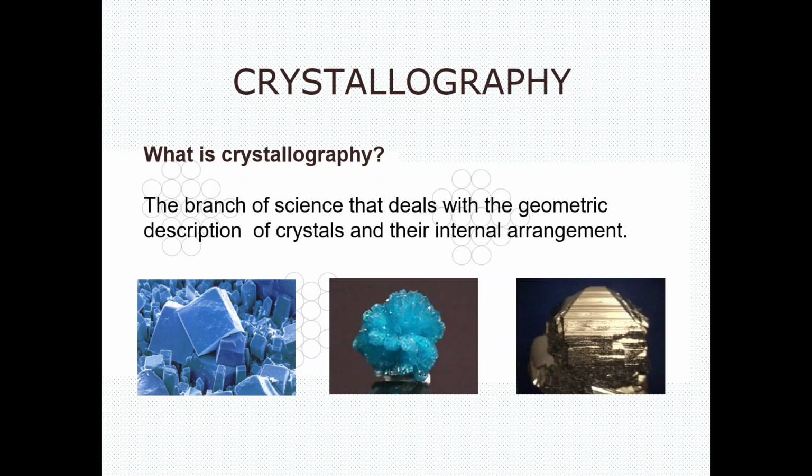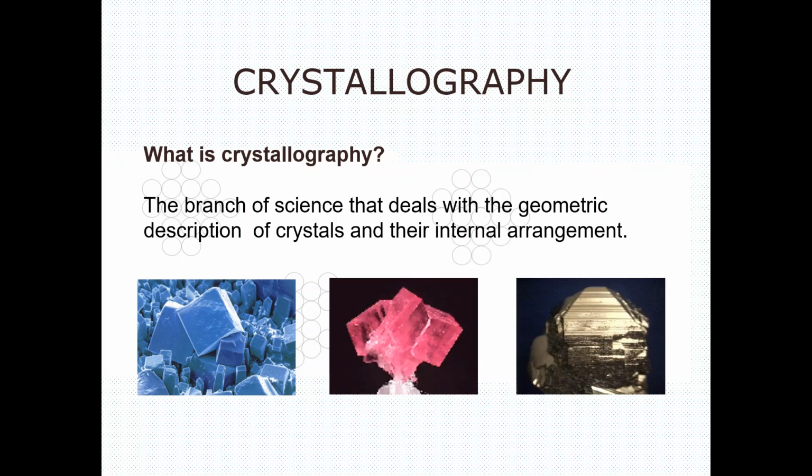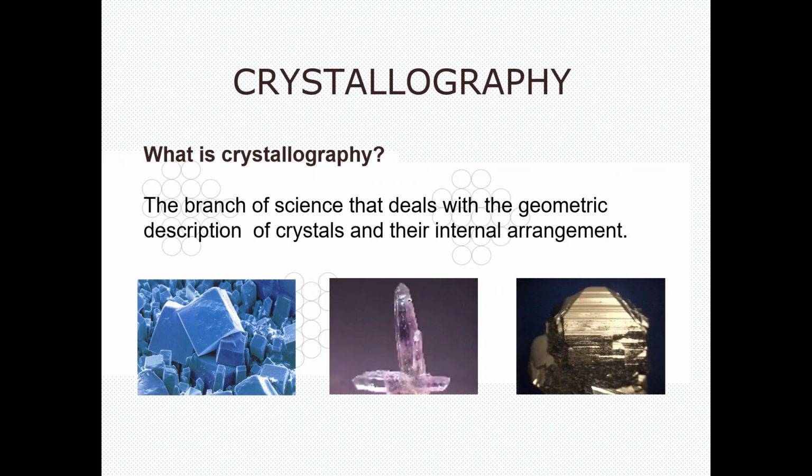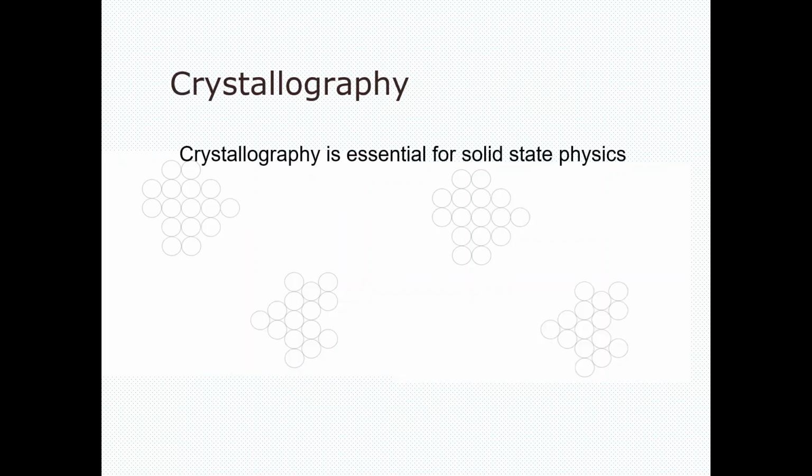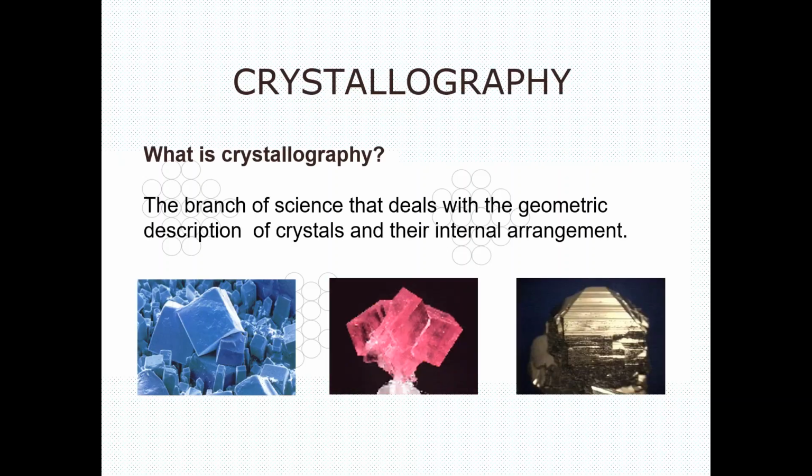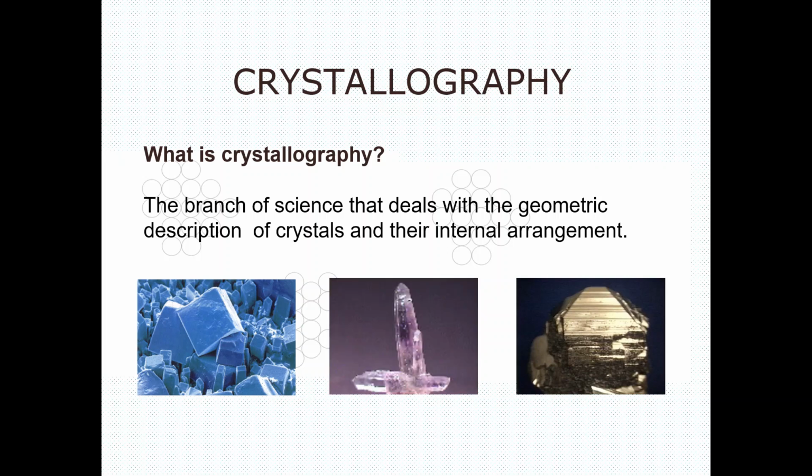So crystallography is basically the science that deals with the geometric description of a crystal and its internal arrangement. What does it mean? It means that it is a specific branch of science in which we describe the geometric arrangement of the atoms inside a solid material. So what does it mean in detail? It's that branch of science which is particularly related to crystals, in which we describe how the atoms are arranged in patterns inside the crystal.